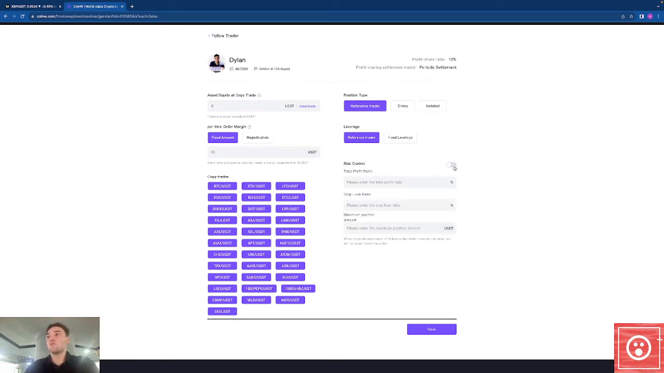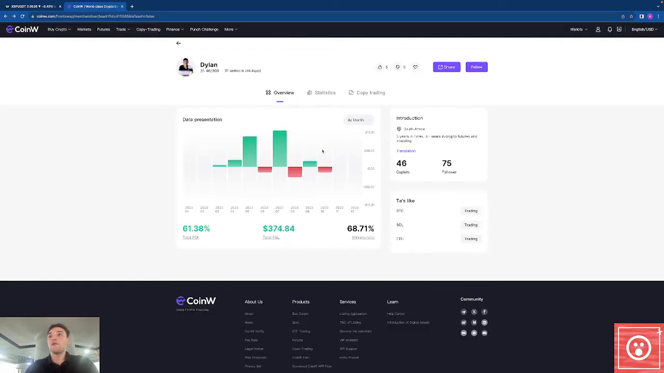Okay, risk control, you can just keep that unchecked. But basically, this is something that you can use. So let's just say I'm in a trade and it goes negative 10%. That's where you want to cap yourself. Once it hits a negative 10%, you'll be out of the position. Whereas the take profit ratio is exactly the same, but in reverse. If it goes to 20% positive, then you'll be out of the trade. But it's up to you. You can play around with these settings, but I'll just suggest doing reference trader. Makes more sense. Okay, and then you click save, and then we should be in.